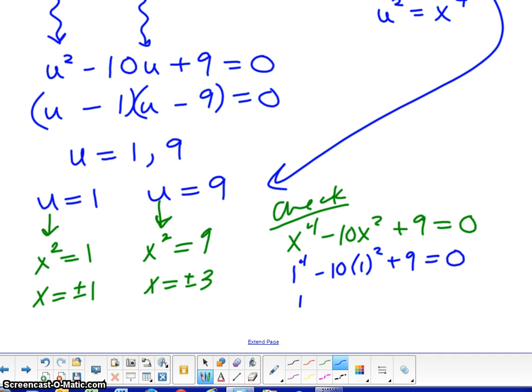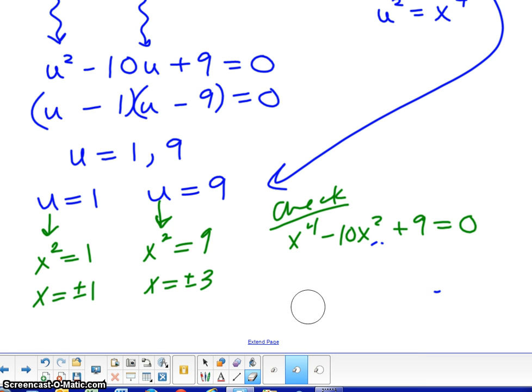So you have 1 minus 10, and that indeed equals 0. So that one's good. And then a negative 1, if I put a negative in both those places, the even exponent is going to guarantee I'm going to get the same exact answer. So those 1 and negative 1 both work.